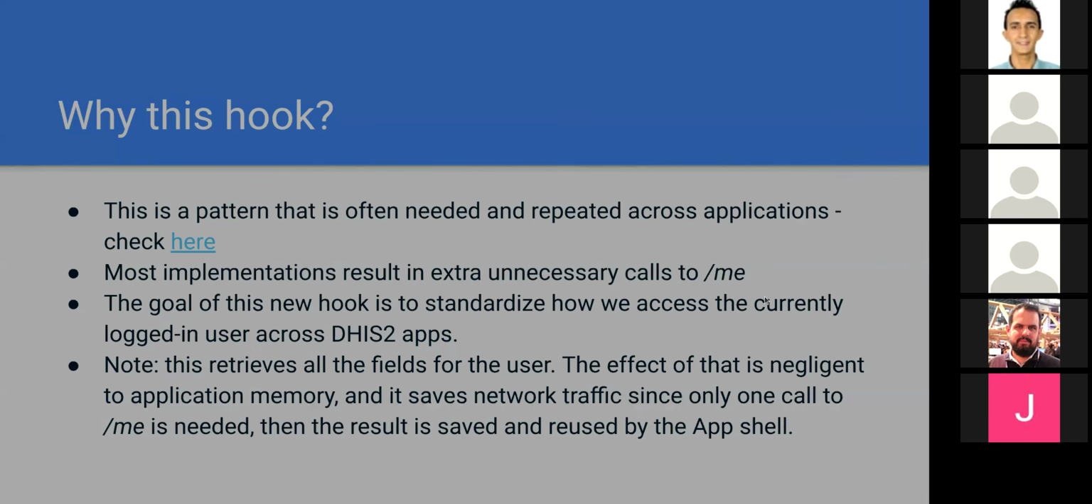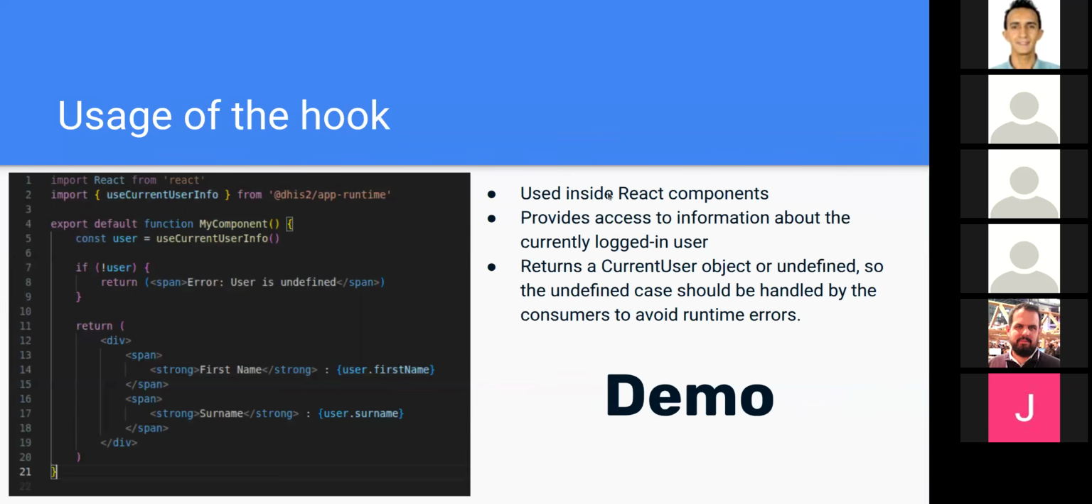So next, we're going to look at how the hook is actually meant to be used. And luckily, it's very easy and straightforward. You just need to call the hook inside a React component, and then it will return either the current user object or undefined. Now, since this hook does not expose a loading state, it is very important to note that you will need to handle the undefined case in your consumers.